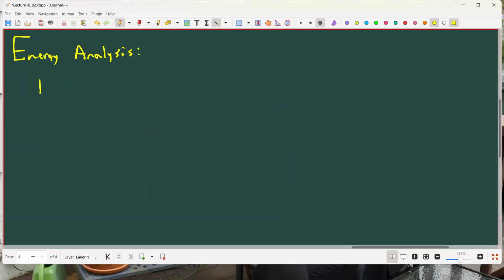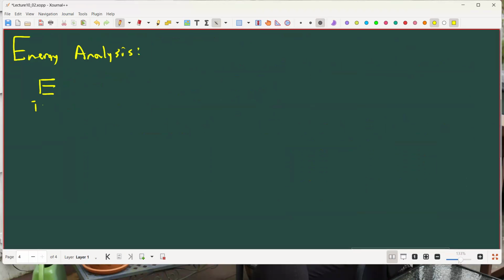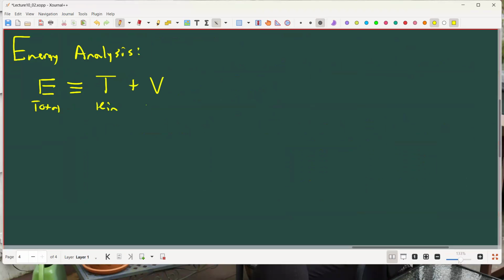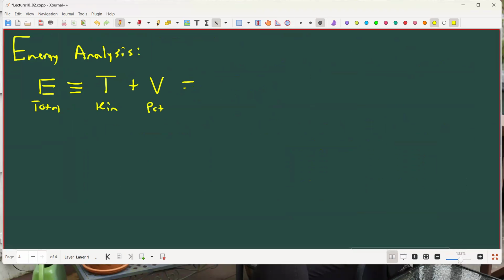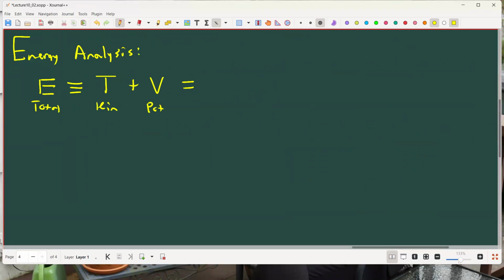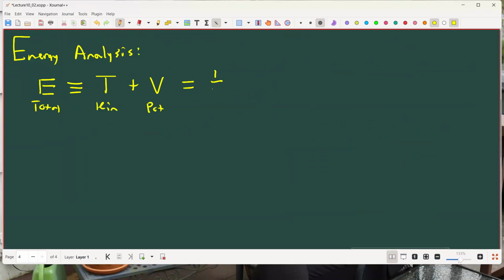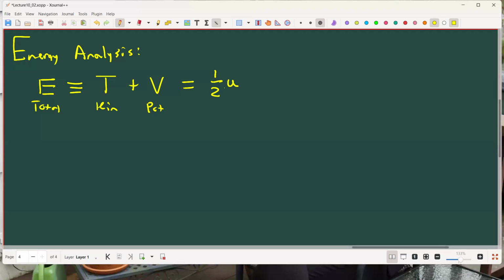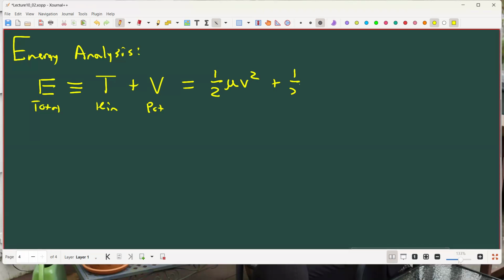The total energy is equal to the kinetic energy plus the potential energy. And of course, the kinetic energy is 1/2 mu v squared, which is the velocity of that mass at a given point, plus 1/2 kx squared. Remember that x here is equal to L minus L naught.